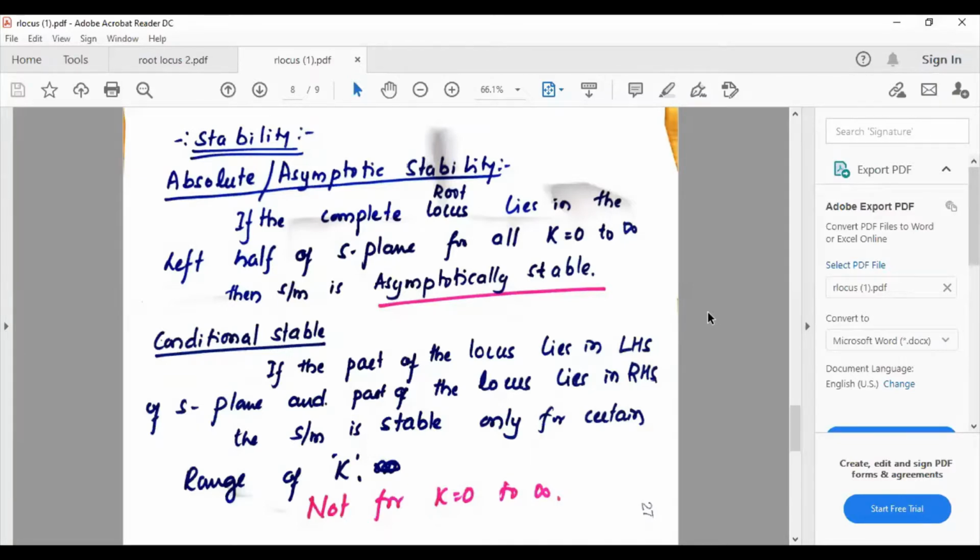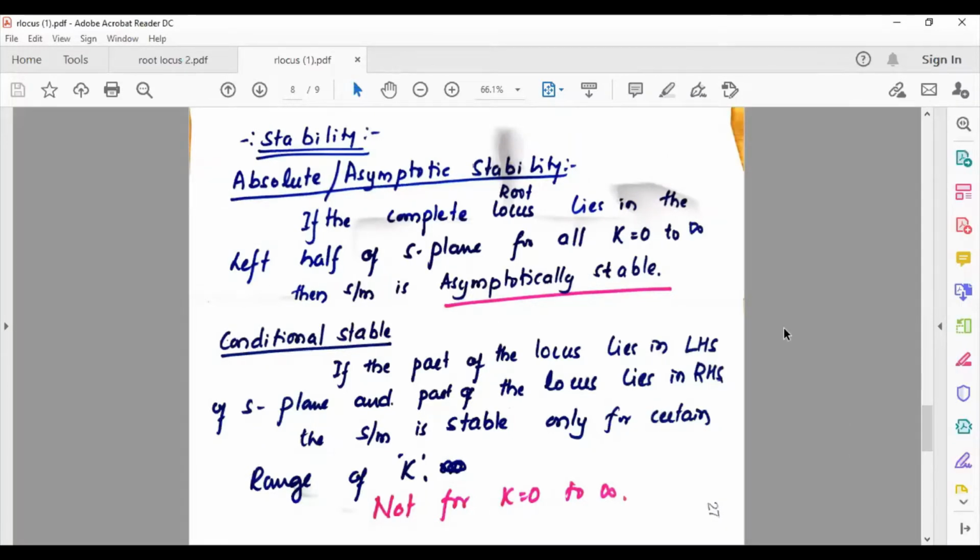So it means there is a condition for stability. It may be stable only for a certain range of k. That condition we are supposed to mention when we draw the root locus. And the third condition, obviously, is very easy. If the complete root locus lies in the right half of S plane, it means all the poles of the system characteristic equation are in the right half of S plane. Therefore, it is obviously an unstable system. So these are the three scenarios you can make out from the root locus.